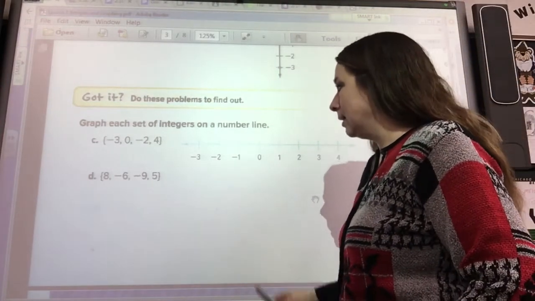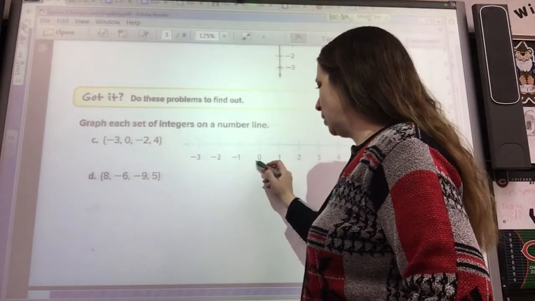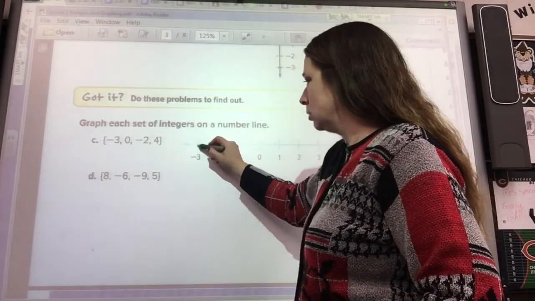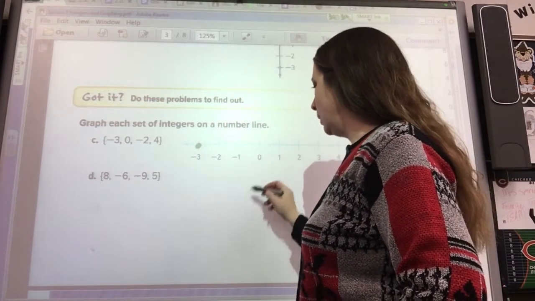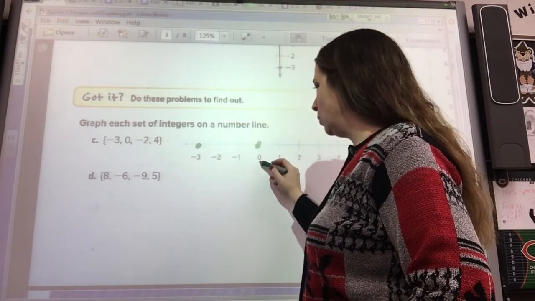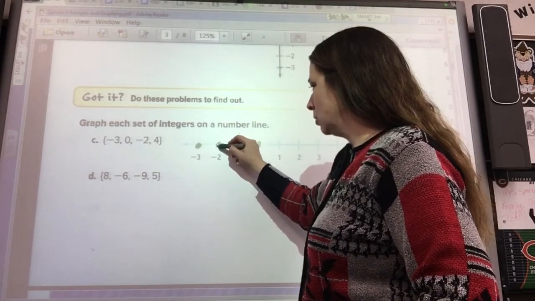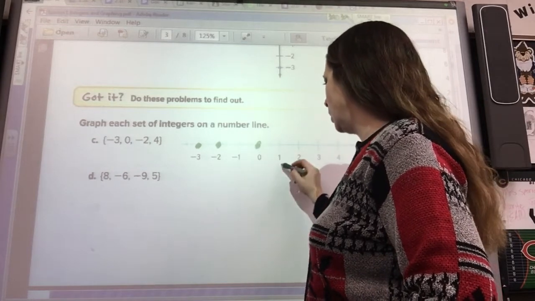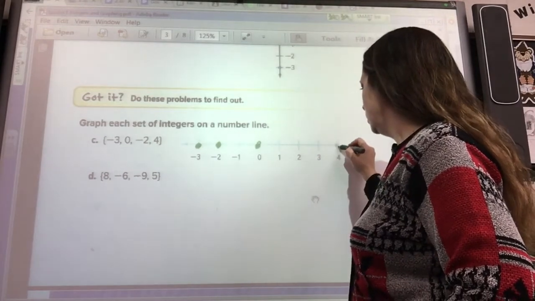All right, we've got negative 3. So start at 0, negative 1, negative 2, negative 3. We have a 0. 0 is pretty easy. It's right here in the middle. We've got a negative 2, negative 1, negative 2, and a positive 4. 1, 2, 3, and 4.